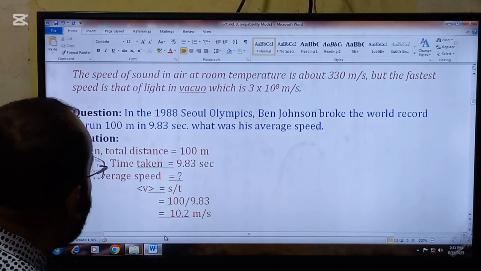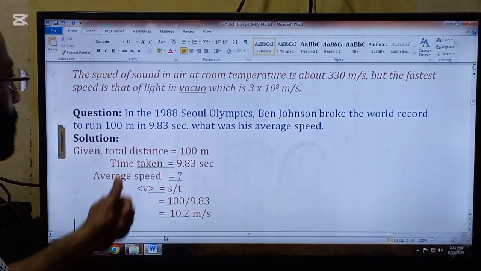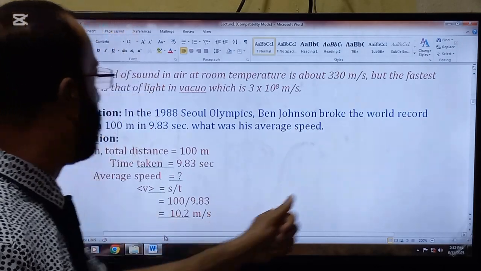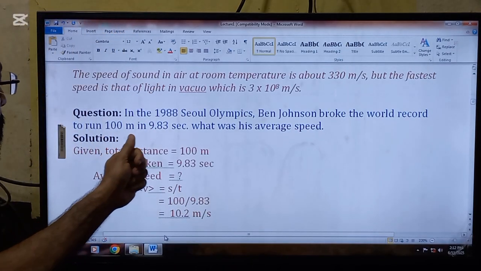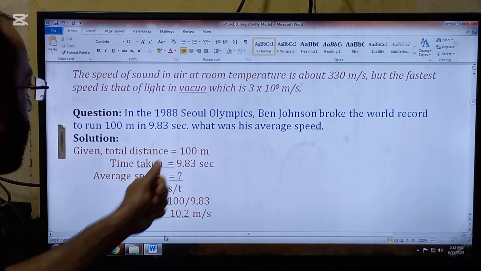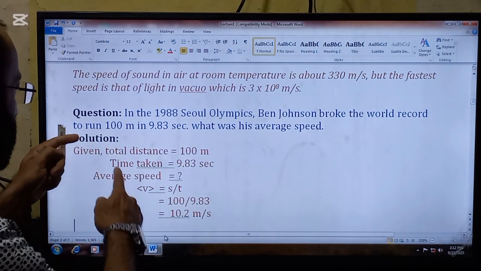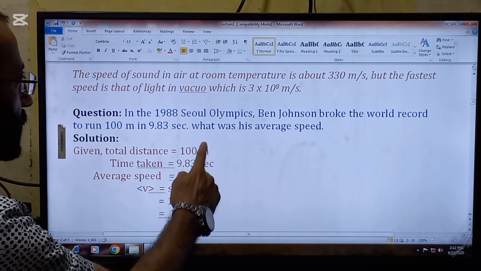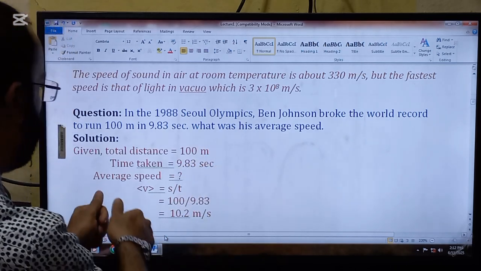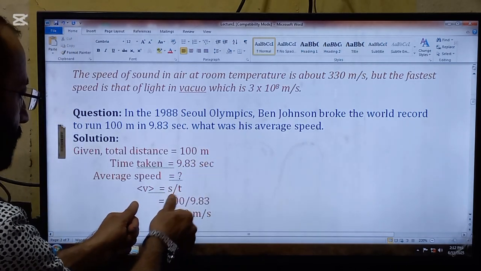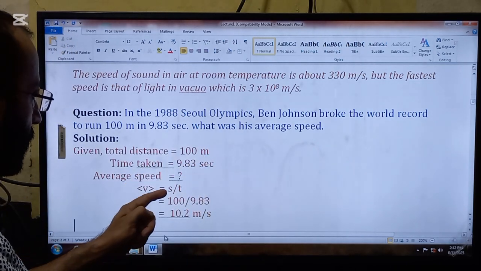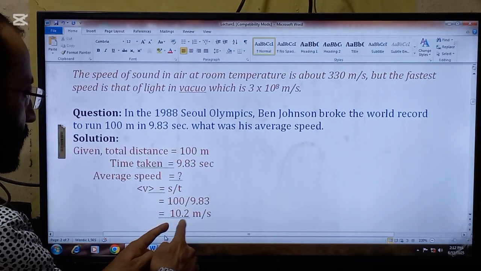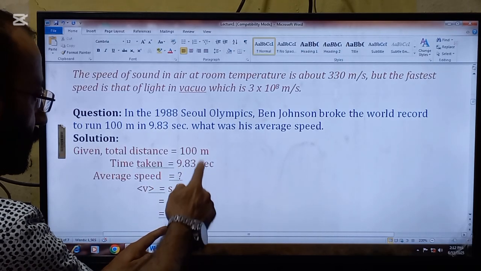A question is coming now. In 1988 Seoul Olympics, Ben Johnson broke the world record to run 100 meter in 9.83 seconds. So distance is 100 meter and time is 9.83 seconds. What was his average speed? So average speed is the requirement. Here comes the formula. Distance is 100, time is 9.83. Solve it on the calculator. Here is the answer. Unit is meter per second.